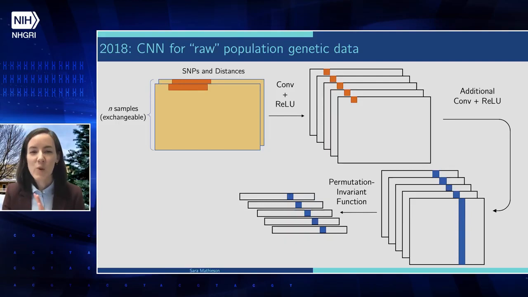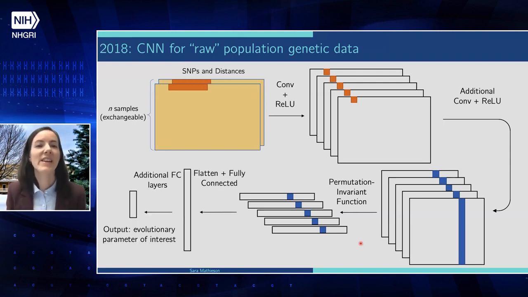And then toward the end of the network, we actually collapsed along all of the rows. And so that would give us something that was also permutation invariant. So there are lots of different permutation invariant functions we could choose here. Sum, max, average are all permutation invariant. And this allowed us to distill down some of the information that had been learned in the previous layers.